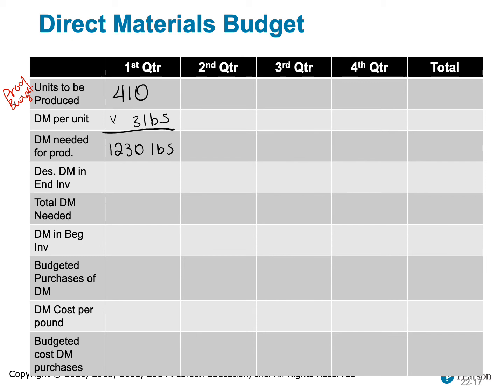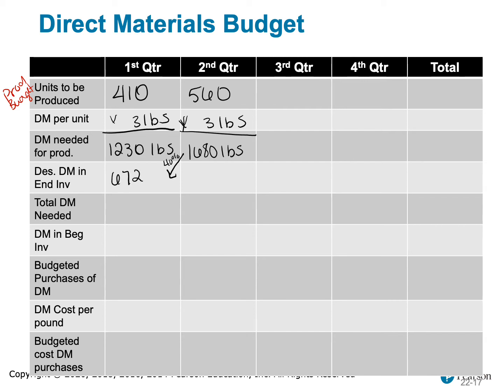Now, I want my desired ending inventory to be 40% of quarter two's production needs, but I need to first calculate quarter two's production needs. So for quarter two, if you remember, and flip back to your production budget if you don't, we expected to produce 560 units. And each unit is going to use 3 pounds of materials. So that is a total of 1,680 pounds. So my desired ending inventory for quarter one is 40% of that 1,680.